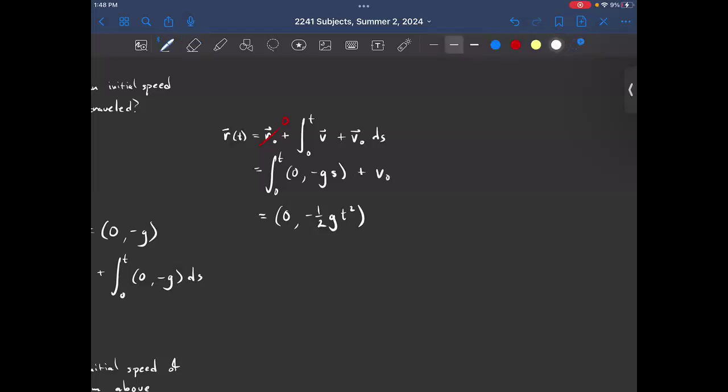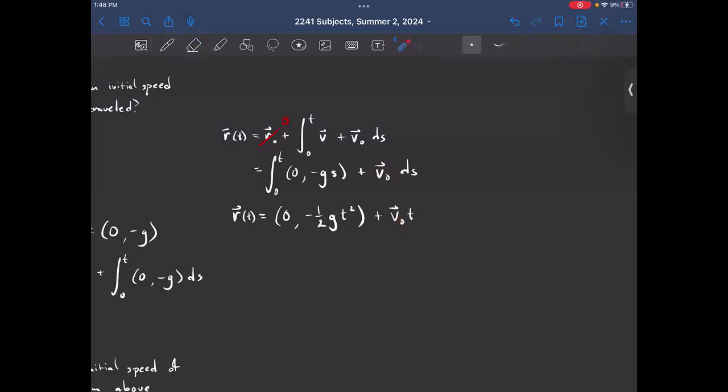Plus v0 ds. This is a constant vector, so I'm just going to multiply it by t in the integral. So v0 times t, and then we have our velocity or position function as a function of time.